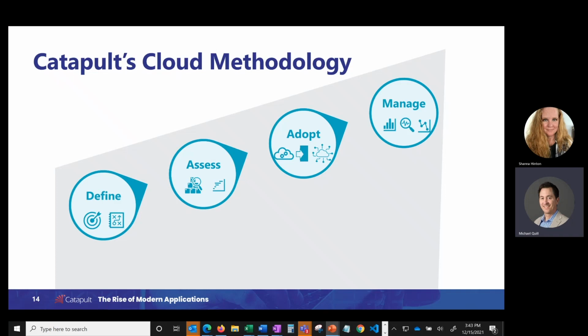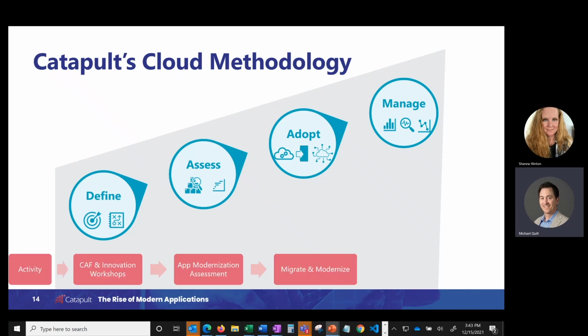This is our cloud methodology that we've built over nearly a decade, helping customers transition to the Microsoft cloud environment. For those of you in and around cloud technologies, it should look fairly familiar to Microsoft's Cloud Adoption Framework, right? It's tightly aligned to that. In fact, Catapult was one of the founding partners that helped contribute to the CAF framework. And so we see this journey with our customers quite frequently, right?